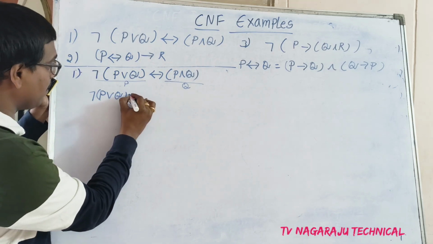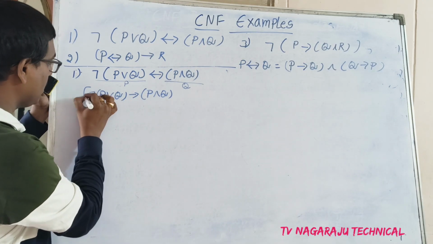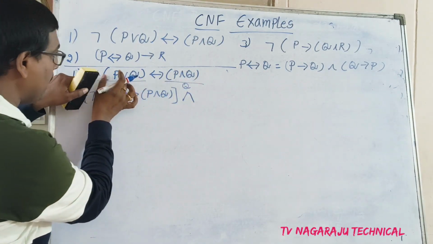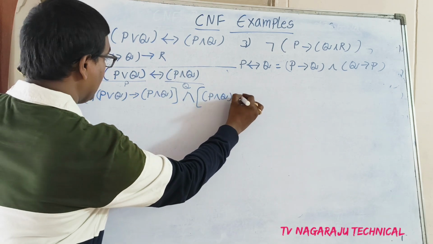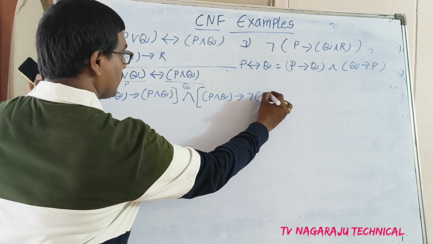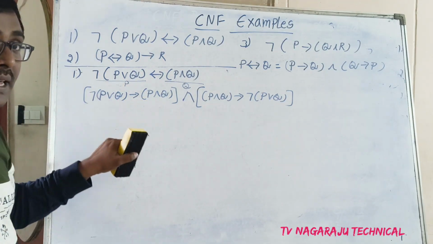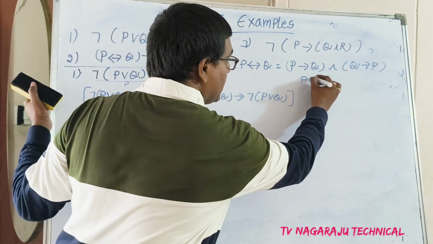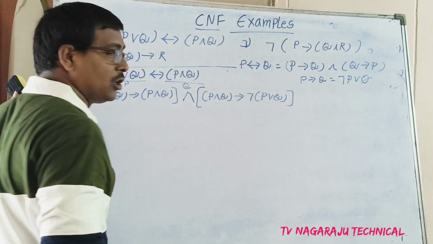P implies Q and Q implies P. Clear? Again, remove the implication. How do we remove the implication? P implies Q is equal to negation P or Q.